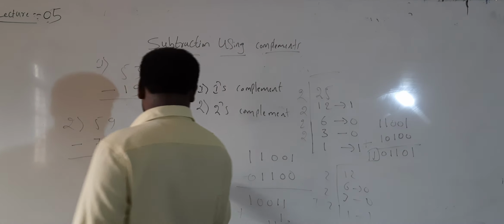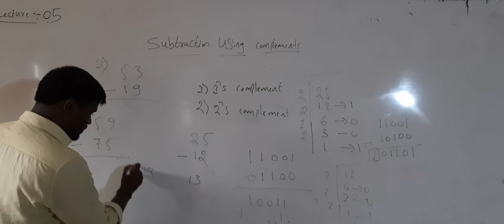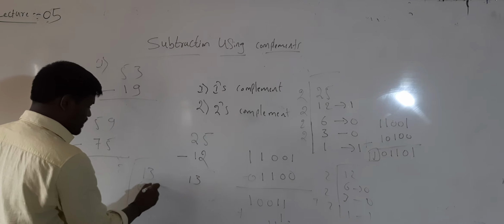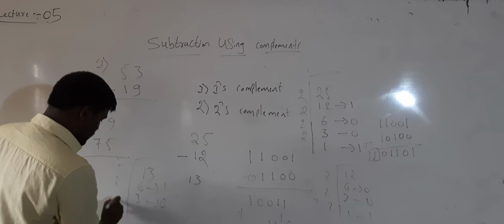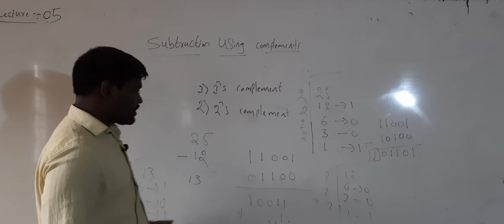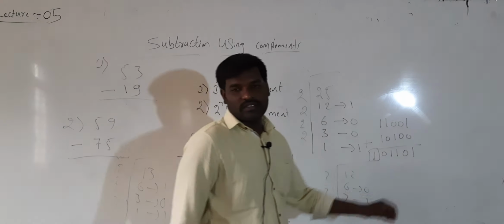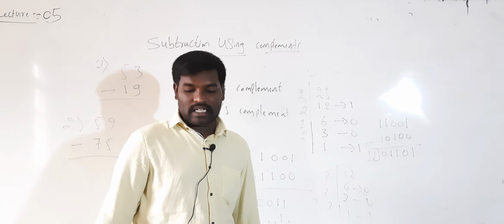Okay, so if you convert 13, see here, 2 6s are 12, remainder is 1; 2 3s are 6, remainder is 0; 2 1s, remainder is 1. See, 1 1 0 1. See here 1 1 0 1. So this is the final answer.